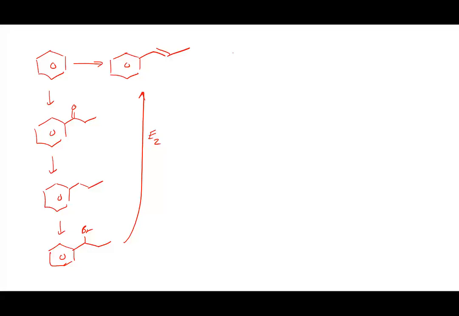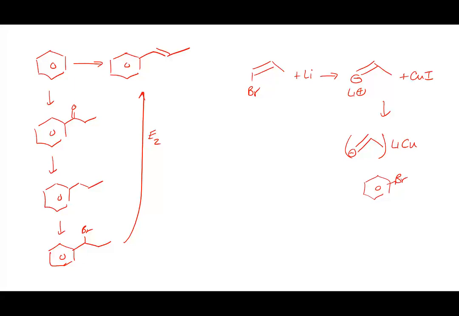Whereas if we talked about the idea of using the lithium cuprate, if I had put my bromine on the alkene group, treated that with lithium metal, which would give me a negative charge with a lithium plus, and then add copper iodide to that, I would form my lithium cuprate reagent. Then I could just add that lithium cuprate reagent to bromobenzene, and I would make that molecule in 1, 2, 3 steps. So by using a coupling reagent, I could save a step.